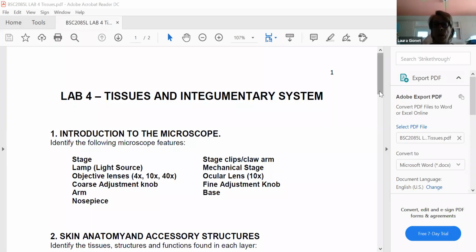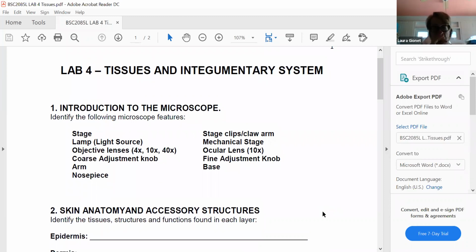All right. So here we have Lab 4, Tissues and Integumentary System, Introduction to the Microscope. We do want you to familiarize yourself with the parts of the microscope. You don't necessarily have to know what their functions are. The ones most likely to be asked of you are things that we use on a regular basis. That would be the stage, your lamp source, your objective lenses, your coarse adjustment knob, the stage clips, the mechanical stage, fine adjustment knob. But to know all those is very helpful, because if you need to move something, then you understand what you're going to be touching and moving.